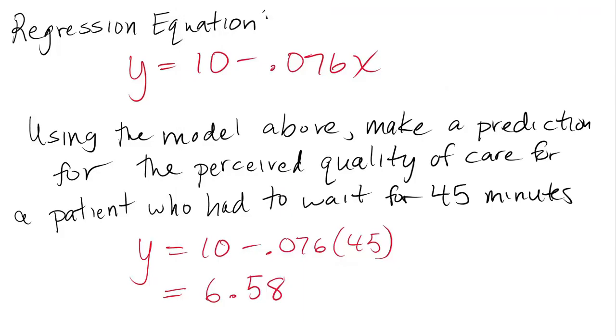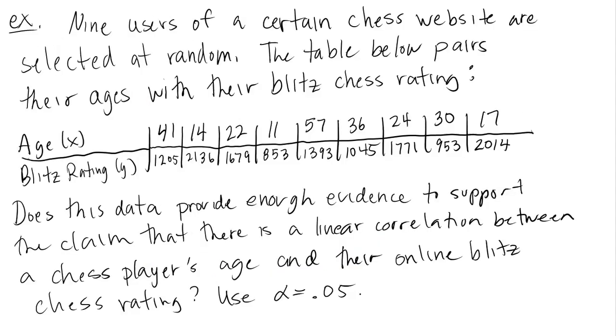Now, most likely, a person who had to wait 45 minutes would not give a score of 6.58. But this is guessing that they would either give something around a 6 or a 7, just based on their waiting time. Here it might be better to think of this as an average. The average perception of care for a person who waits 45 minutes will be around 6.58. Let's look at another example.